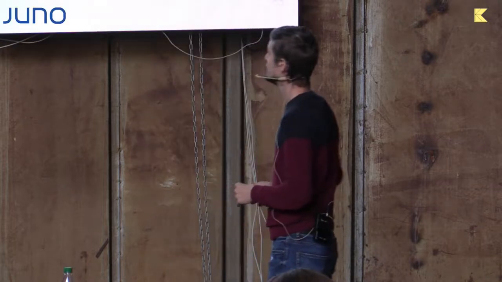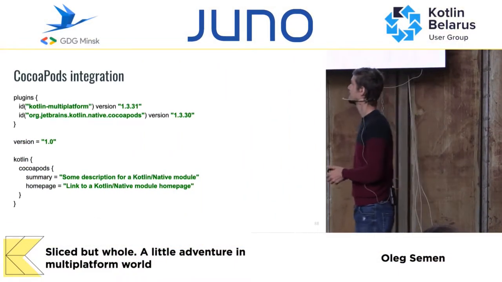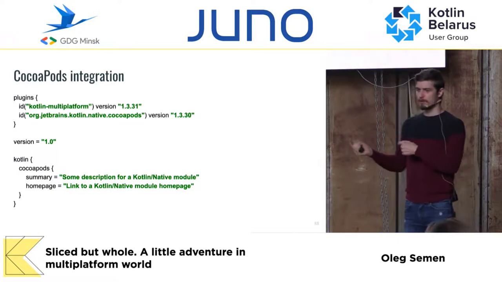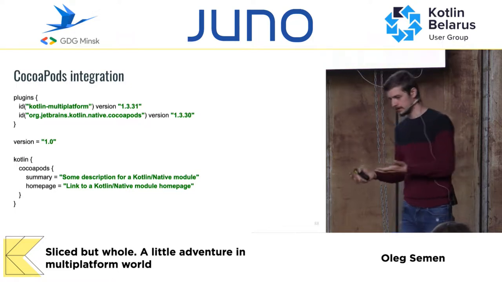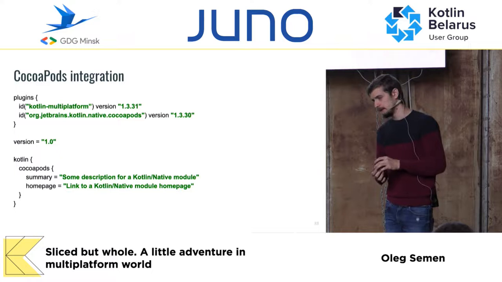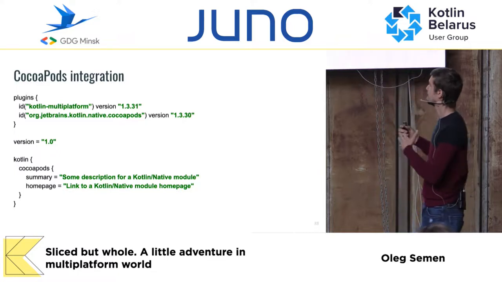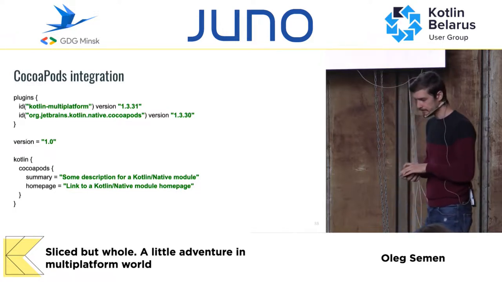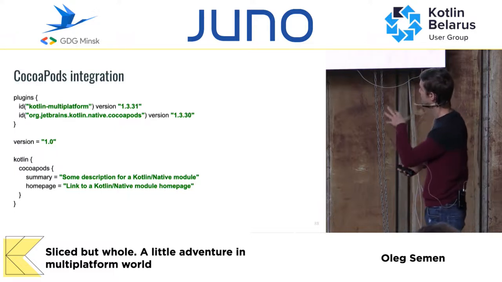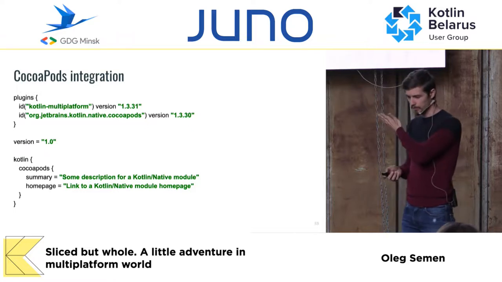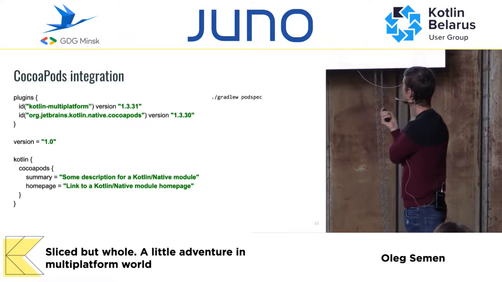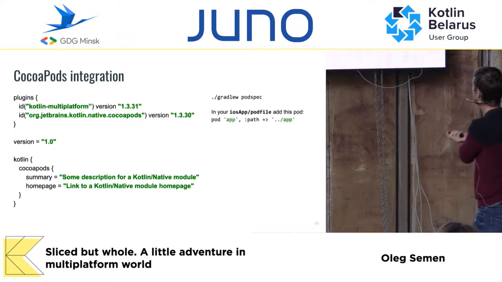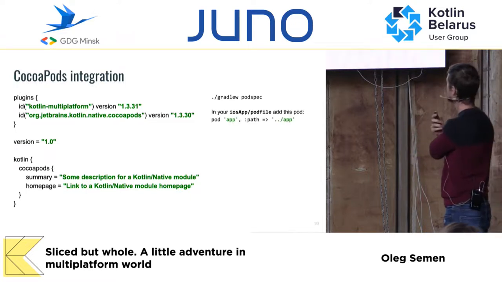But there is good news. Quite recently, JetBrains introduced CocoaPods integration. What it does, instead of copying our compiled code from Kotlin code to the Xcode project, is generate a framework. And then you reference that framework from Xcode. These fields are required by the CocoaPods framework, so you just specify them. Then you run Gradle wrapper podspec. It will generate a podspec file. And then you reference that podspec file from the Xcode project.